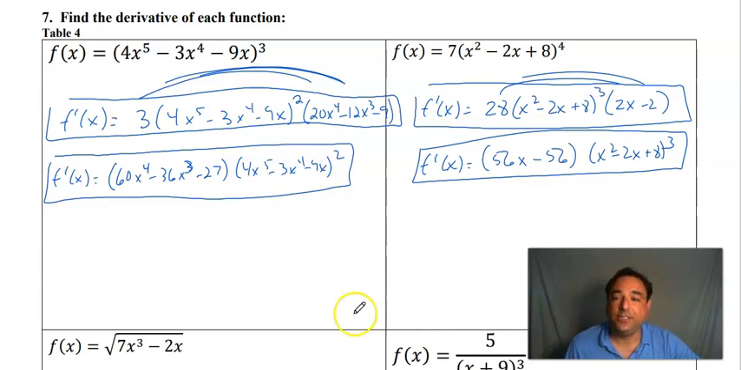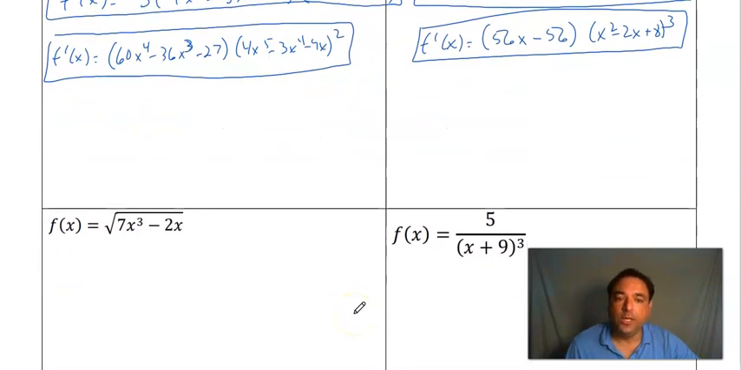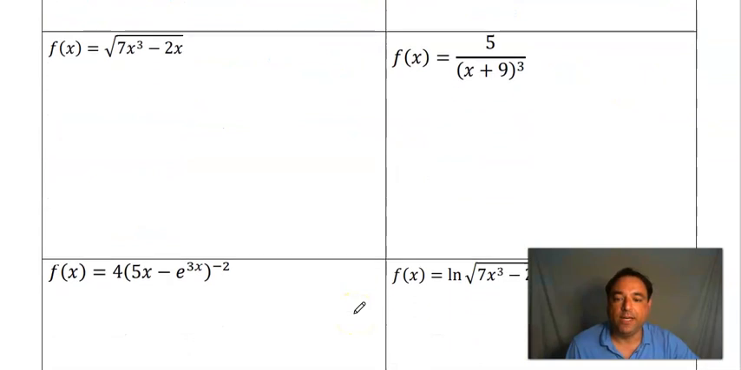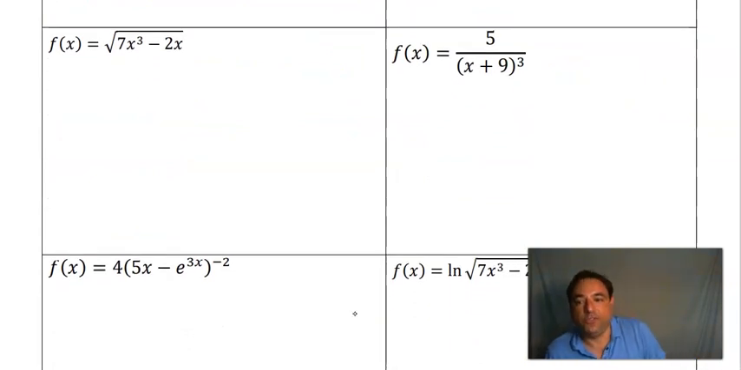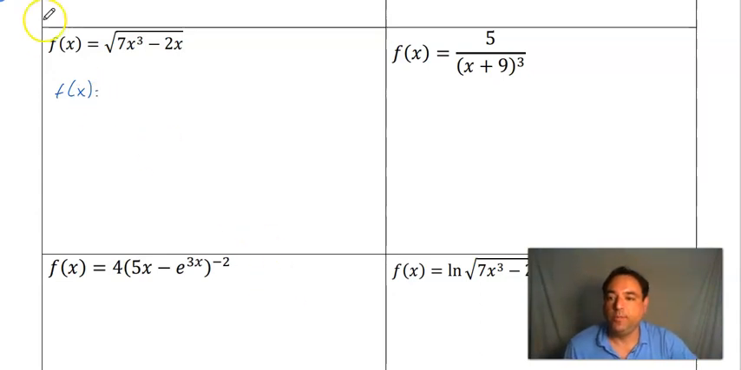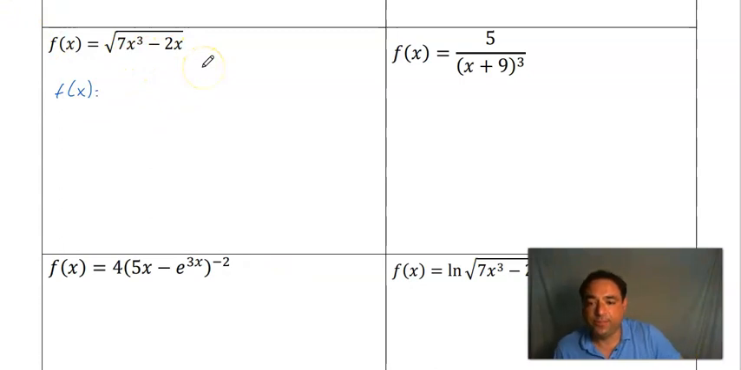Now, for the next two, you're going to want to rewrite it first. So for example, if we had the square root of 7x cubed minus 2x, I would rewrite. Notice it's not the derivative, just a rewrite. Instead of square root, it's 7x to the 3rd minus 2x raised to the 1/2. Remember, the inside is all raised to the 1. Square root, there's a 2 there. That's where the 1/2 comes from.